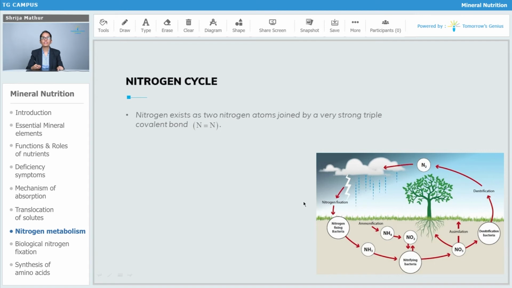Nitrogen exists as two nitrogen atoms joined by a very strong triple covalent bond. So they are talking about the nitrogen molecule, which consists of two nitrogen atoms joined by a triple bond. N2 gas of the atmosphere is converted into ammonia by the process of nitrogen fixation. So the term nitrogen fixation is basically the conversion of atmospheric nitrogen into different compounds so that it can be consumed by the plants. This term fixation actually means reduction. So the atmospheric nitrogen is reduced into different compounds so that it can be consumed by the plants.